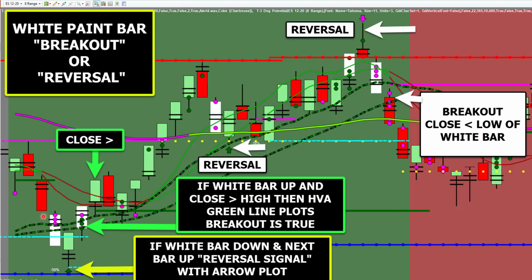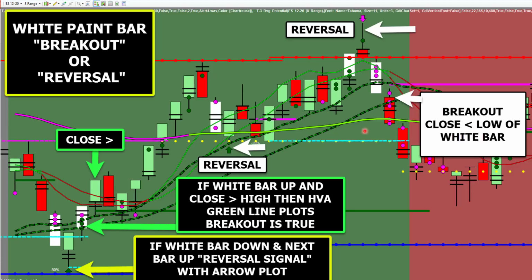A white volume paint bar down is a multiple magenta dot breakout of the prior bar's low. The white paint bar up with green dots is a volume breakout to the upside. Essentially it just shows you that there's high volume either going up or down, and all of the white paint bars alternate. So there's always one down, then one up, then one down, and then one up, and vice versa.